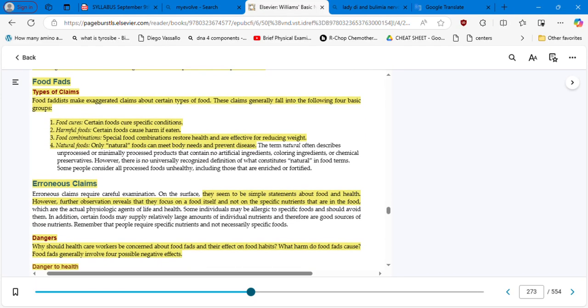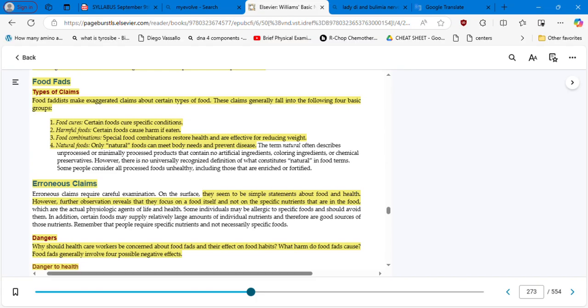Food fads make exaggerated claims about certain types of foods. These claims generally fall into the following 4 basic groups. So we have 4 types of claims. One is food cures. Certain foods cure specific conditions. Two, harmful foods. Certain foods cause harm if eaten. Three, food combinations. Special food combinations restore health and are effective for reducing weight, right? And we have many of them in the market right now. And four, natural foods. Only natural foods can meet body needs and prevent disease. So those are the 4 basic types of claim.